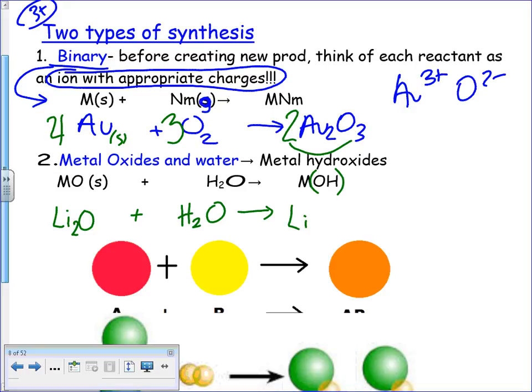LiOH. Why are there no subscripts? Li has a 1+, hydroxide is 1-. Do you see how nice it is to know your polyatomics now? You do not have to look them up. You know this stuff. That way you get through your problem.